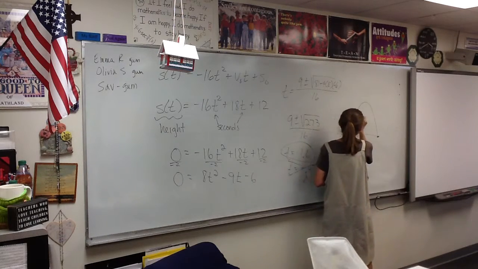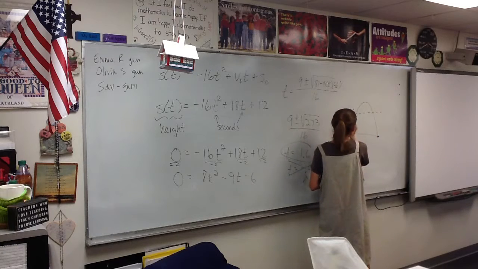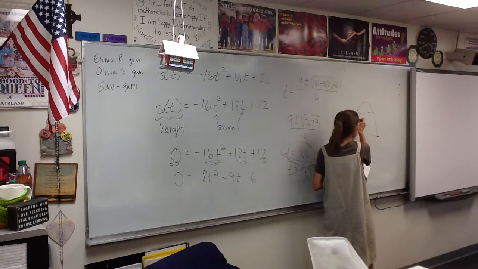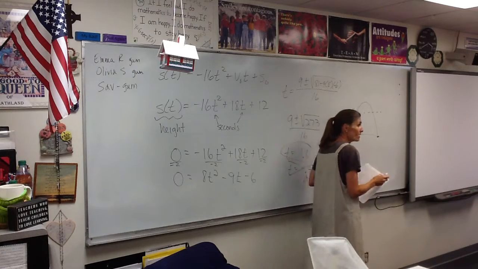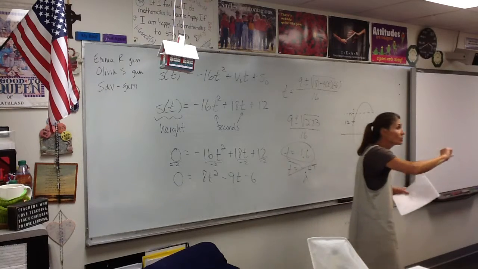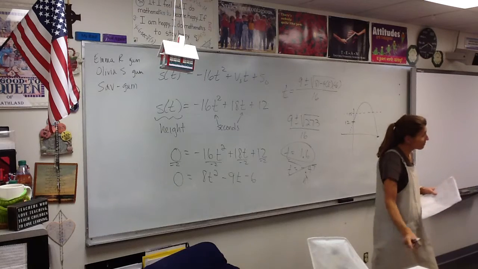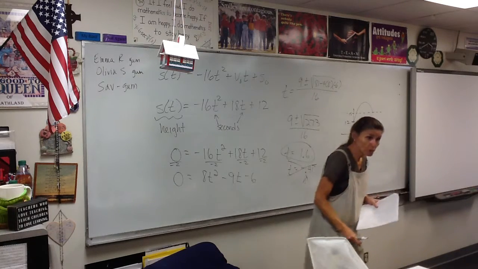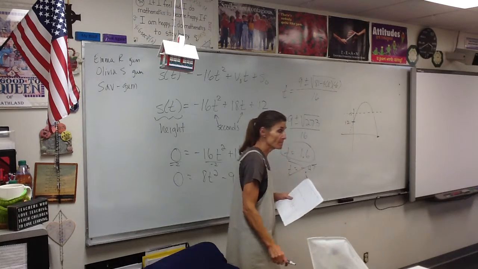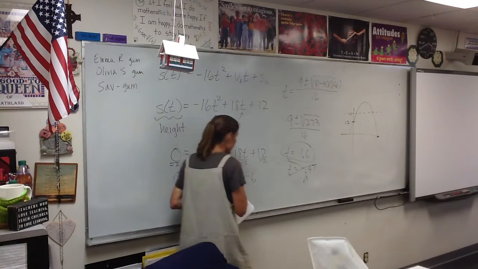In fact, how many answers will we have? How many times is the ball 15 feet above the ground? Twice. Once on the way up and once on the way down. So this time we should get 2 answers, right? So back to our equation. Here it is.